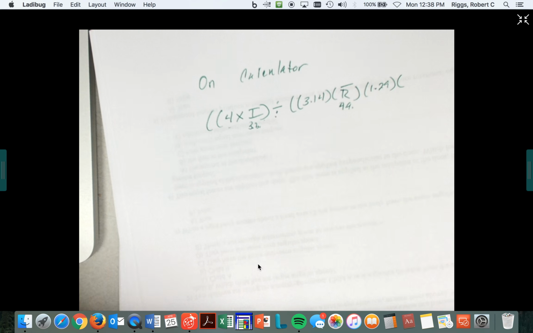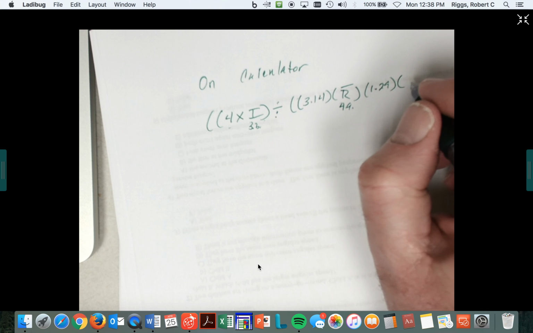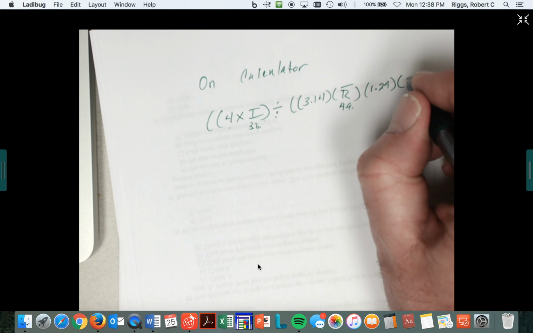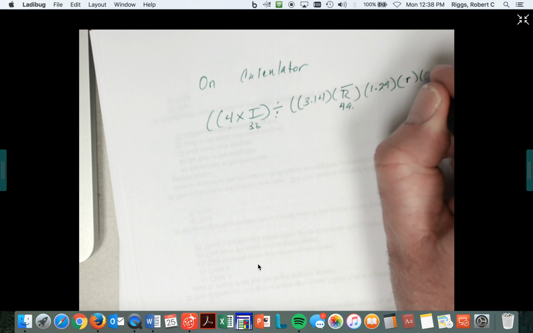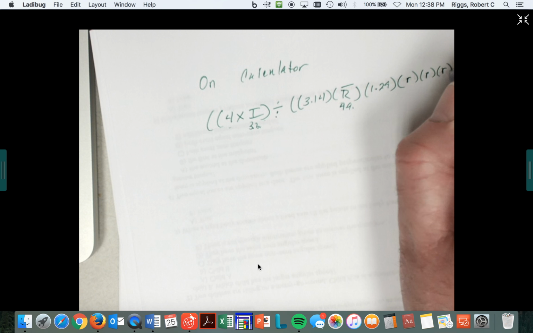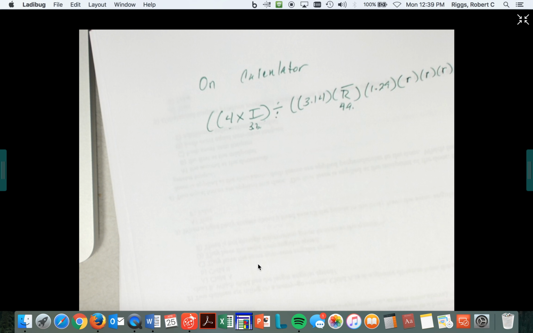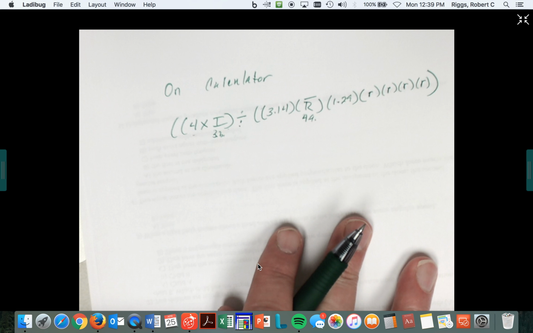Close that. And then take your r to the 4th. Now, if you've got the little arrow key, you can do your r to the 4th. But you take your little r, little r, little r, little r, and then close all that again. Okay? And that should work.